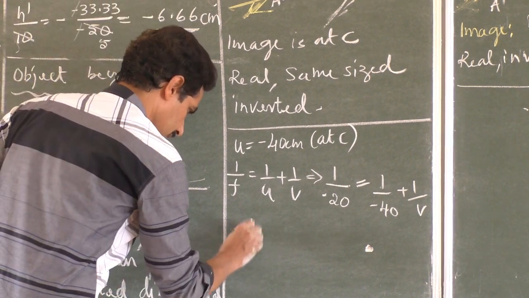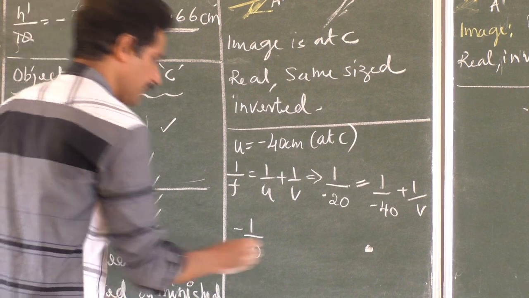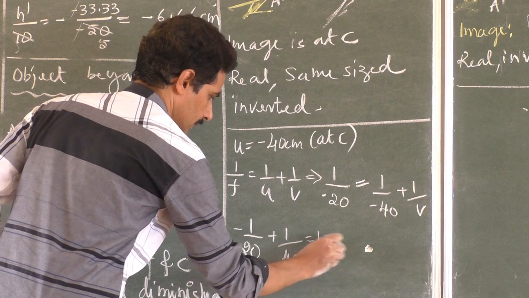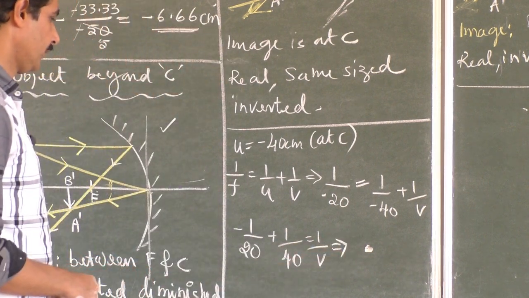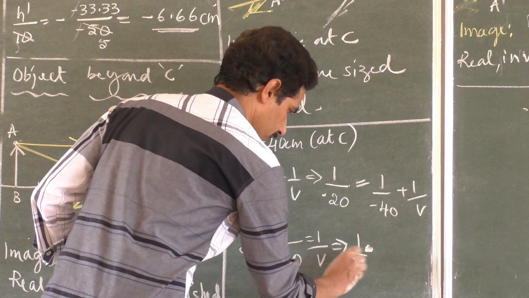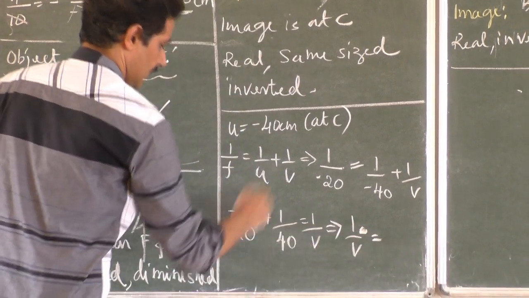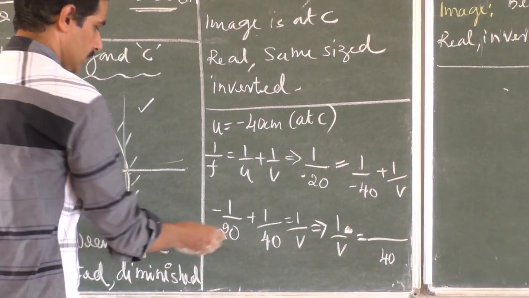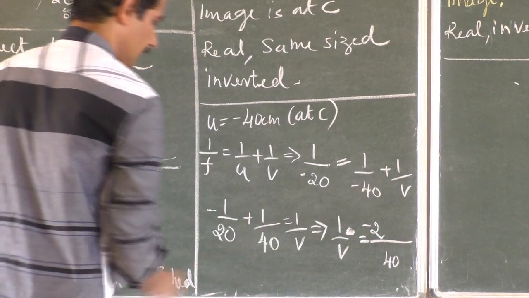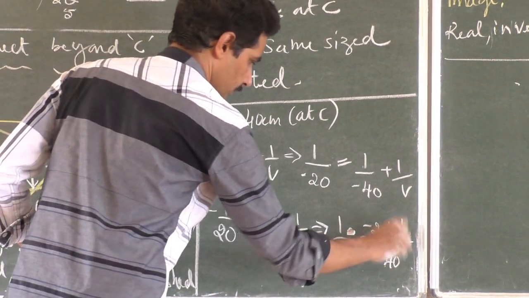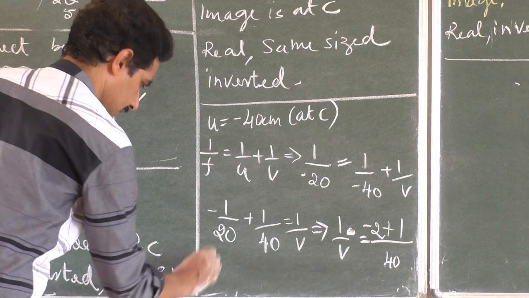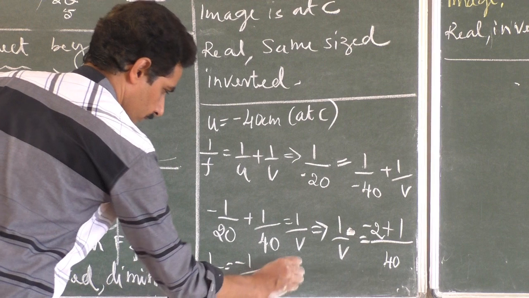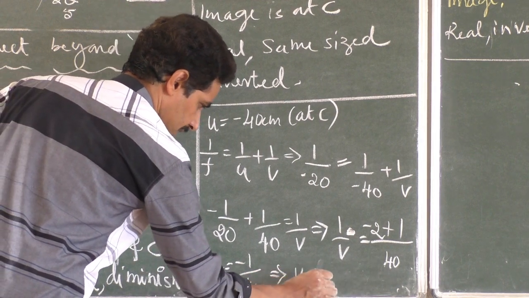So we'll solve this. Minus 1 by 20 plus 1 by 40 is equal to 1 by V. That implies 40 can be taken as common denominator. 1 by V equal to, I'll write this first. 40 can be taken as common denominator. Twenty goes 2 times, minus 2, and 40 goes 1 time, plus 1. 1 by V is minus 1 by 40, that implies V is equal to minus 40 centimeters.